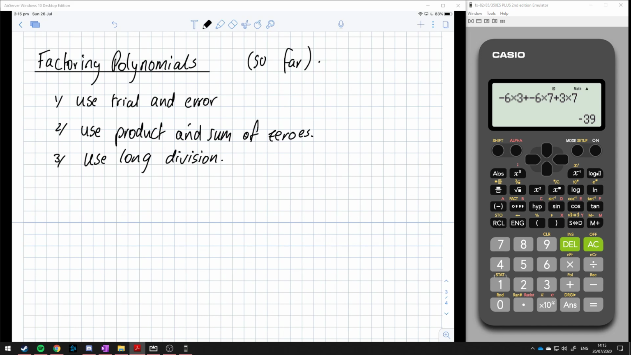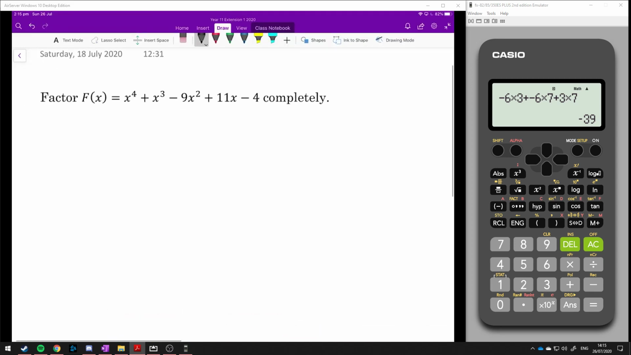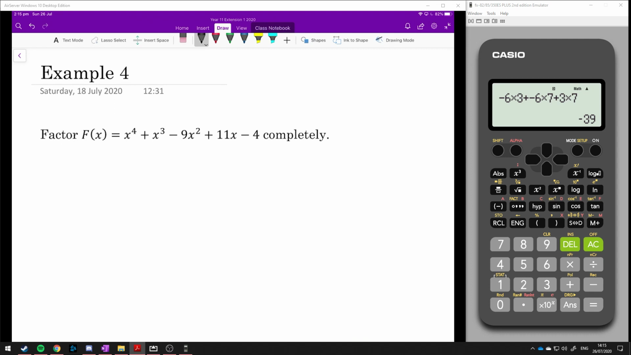So we're going to have a look at an example of factorizing using some of the methods we picked up so far. We're going to start off with this polynomial here. We're going to factor f of x is equal to x to the power of 4 plus x cubed minus 9x squared plus 11x minus 4 completely. First, we use trial and error to find any of the zeros. So let's try some points.